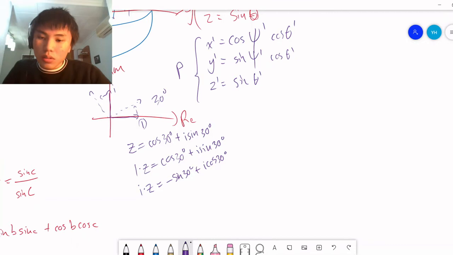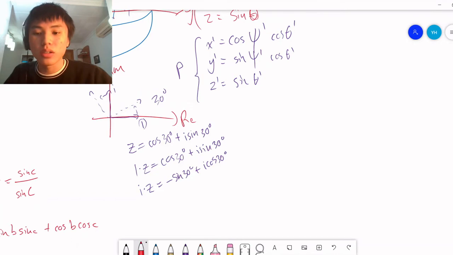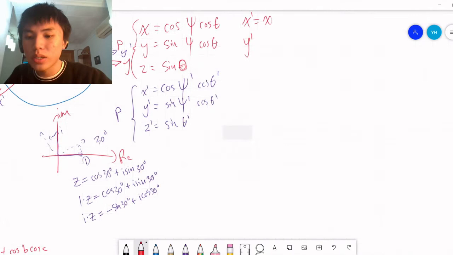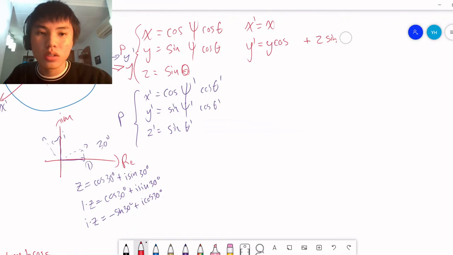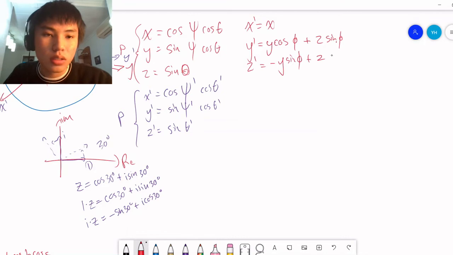Now, why is this relevant? Well, let's try to imagine this in terms of x and y. For y prime, what we can see is that y prime is basically the same as multiplying 1 by z, or in this case, it's going to be equal to y times cosine 30 plus z times sine 30, or in a more general case, instead of 30, we would have phi. And then z prime is going to be equal to negative y sine phi plus z cosine phi.